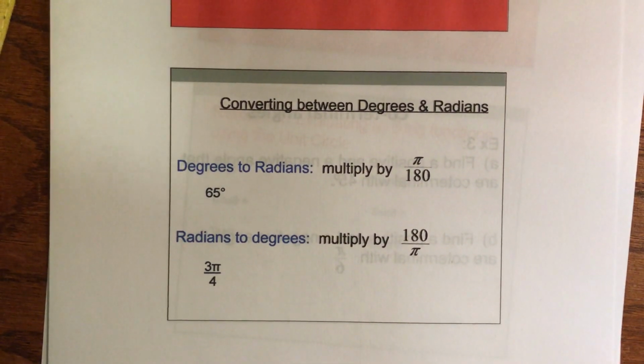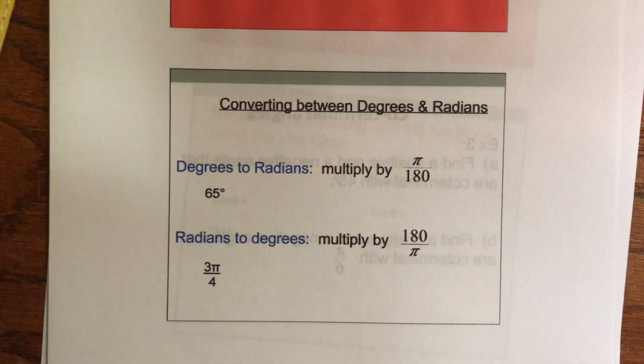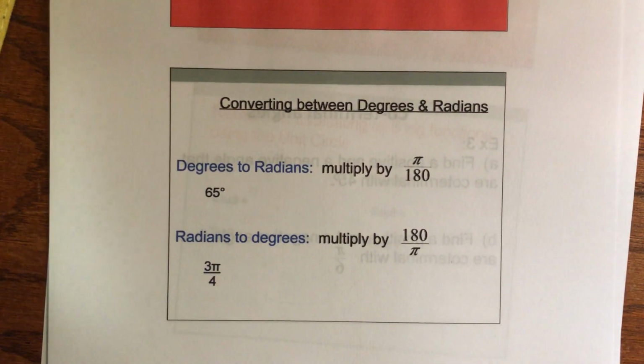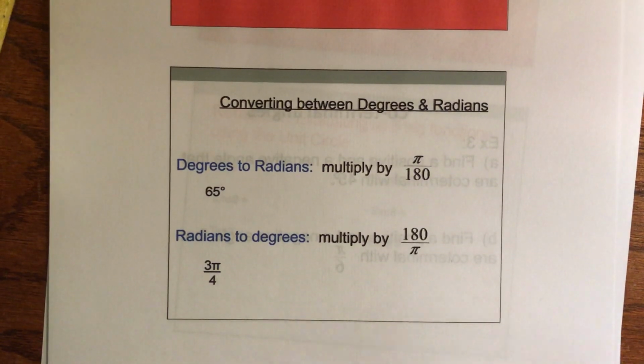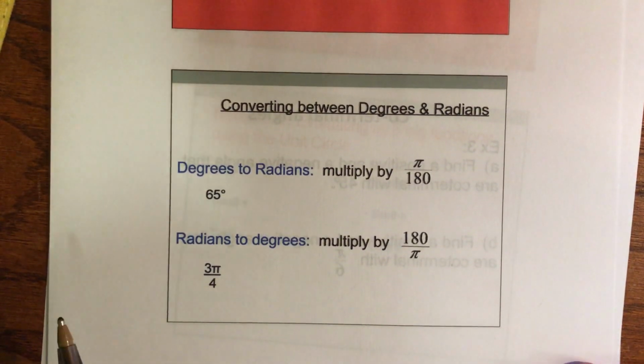All right, guys. Today you're going to be taking a look at how to convert between degree and radian angles. I'm going to go through a couple of examples, and then I'll also talk about finding coterminal angles. Okay, so let's quickly go through this.